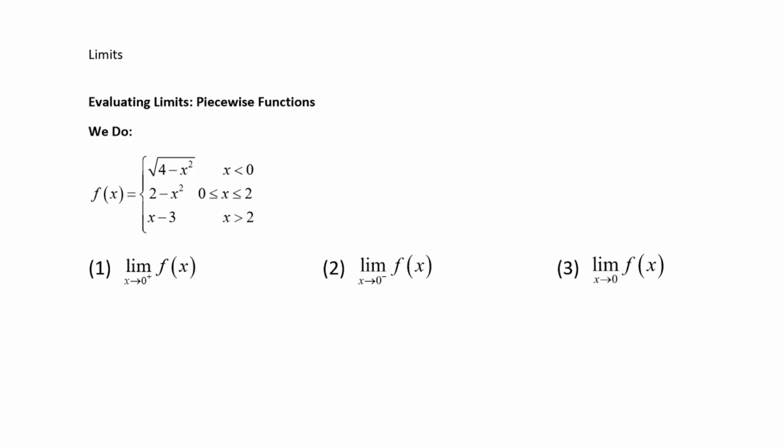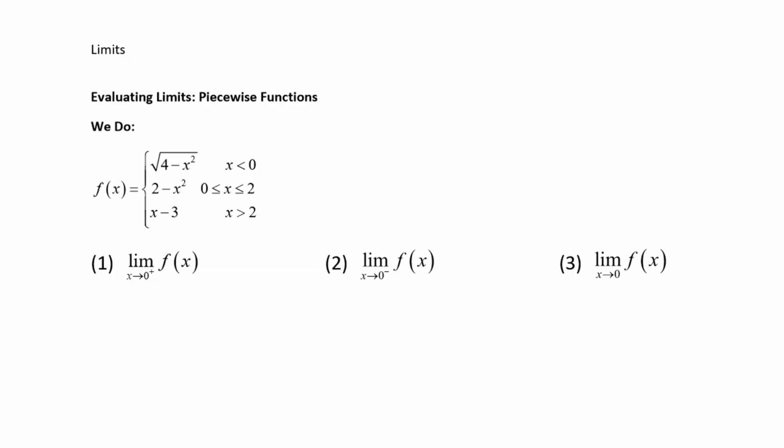All right, now that you've given these a try, let's go over them. So for the first one, we're looking at 0 from the right. So if we're looking at 0 from the right, we're going to be using this middle function. So I've got the limit as x approaches 0 from the positive side of 2 minus x squared. So 2 minus 0 squared, or 2.